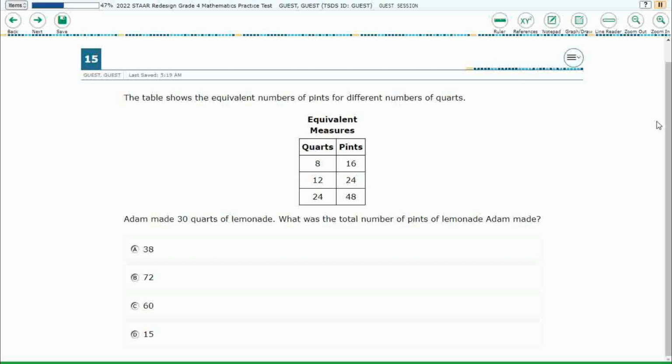So we have a table here showing equivalent numbers of pints for different numbers of quarts. Adam made 30 quarts of lemonade. What is the total number of pints? All right, so we've got a few options here.